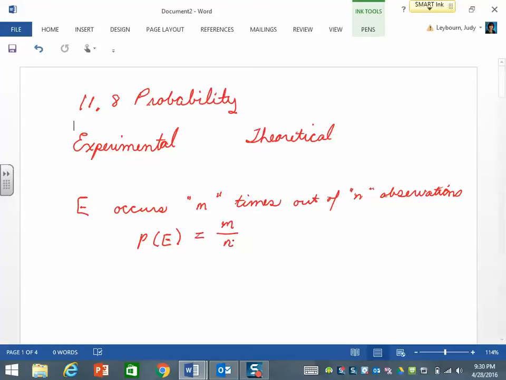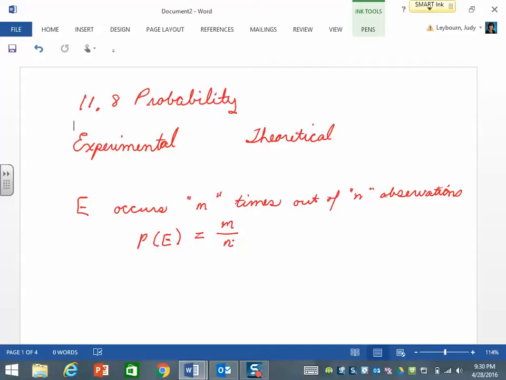Each of the outcomes, each time we do the experiment, a possible result is an outcome, and all these possible outcomes would give us our sample space. So an event is a subset of the sample space. In theoretical probability, if an event E can occur m ways out of the n possible equally likely outcomes, then the theoretical probability is m over n.